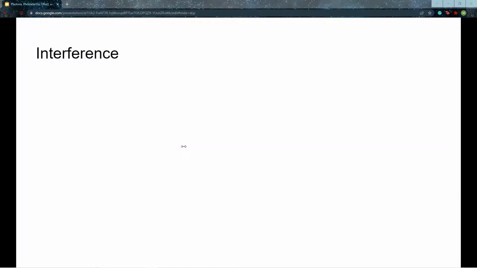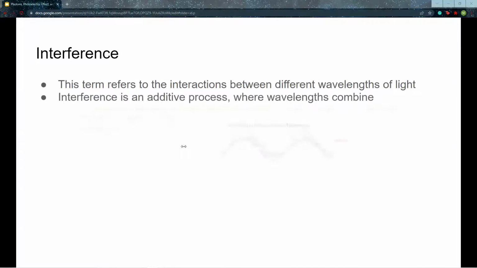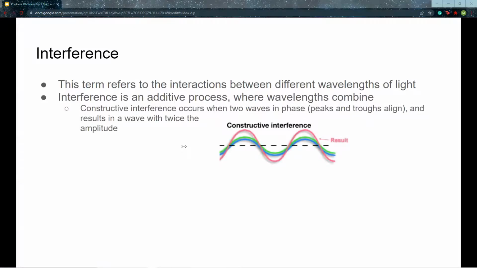Okay, jokes are done. Next up, though, is interference. This term refers to the interactions of light between different wavelengths. It is an additive process where wavelengths combine with one another. Constructive interference occurs when two waves in phase, meaning that their peaks and troughs are aligned, combine to result in a wave with twice the amplitude.